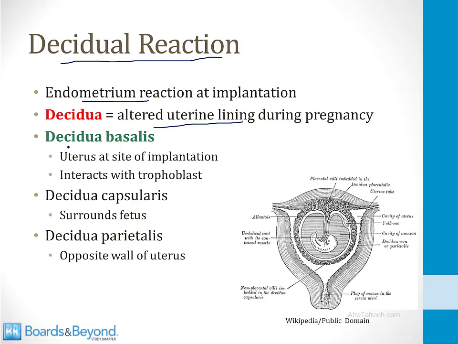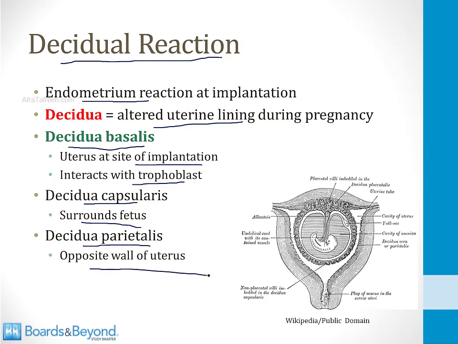First of all, there is the decidua basalis. It's also sometimes called the decidua placentalis. This is the uterus at the site of implantation. It will interact with the trophoblast and lead to development of the placenta. You can also find in the uterus the decidua capsularis. This is the decidual layer that surrounds the fetus. And finally, there is the decidua parietalis. This is the decidua opposite the wall of the uterus.